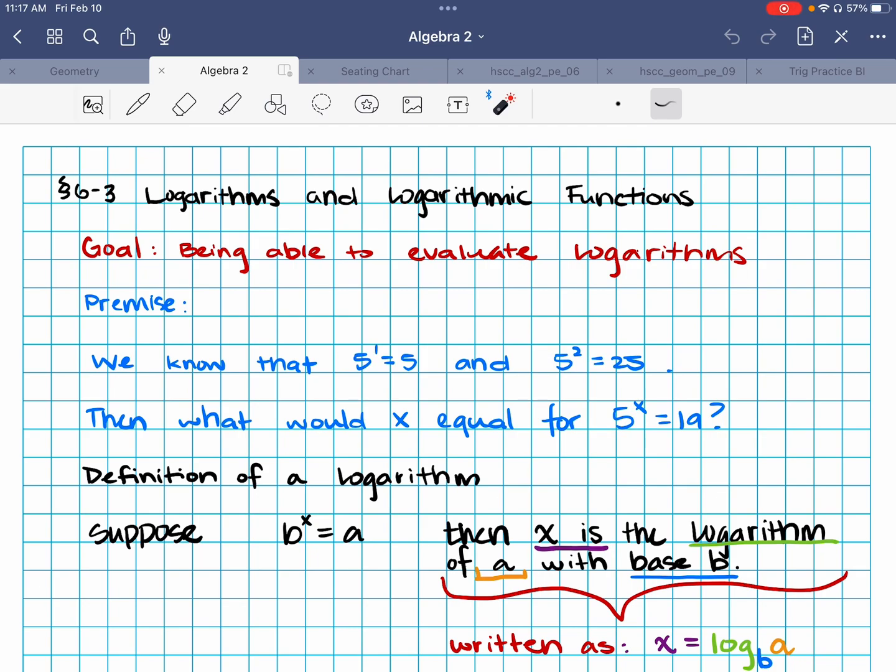This is a quick video, at least I hope it's going to be quick, to explain logarithms and logarithmic functions. So my goal really today is that you're going to be able to evaluate logarithms. That's really what I'd like to see. So how to evaluate logarithms.